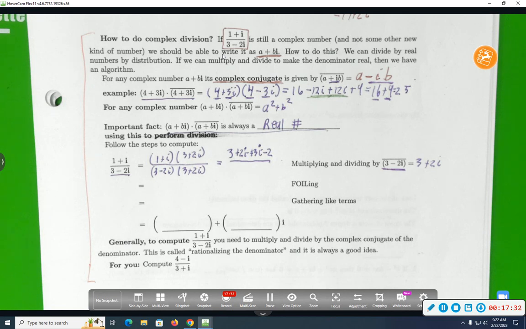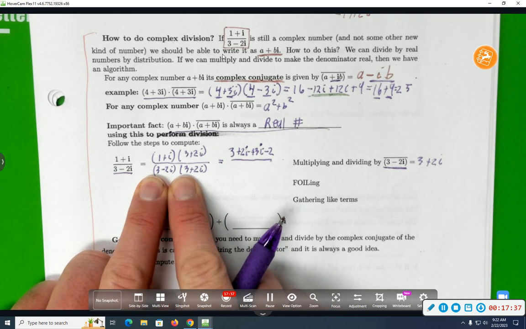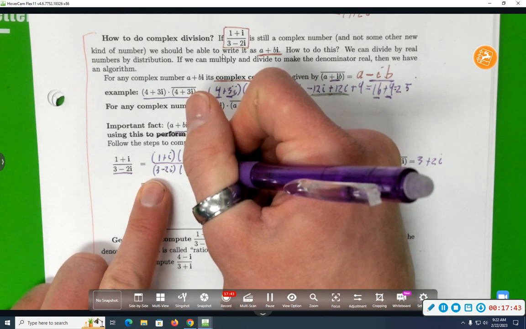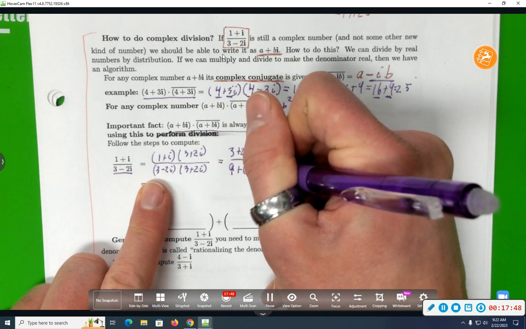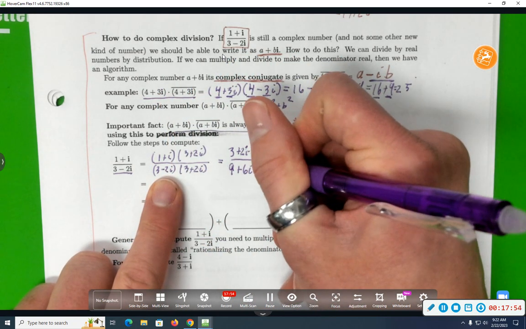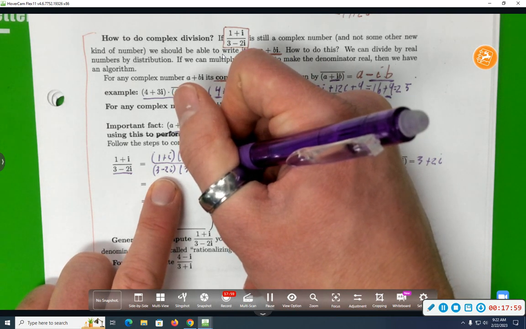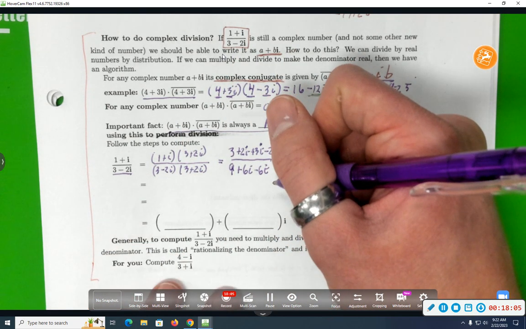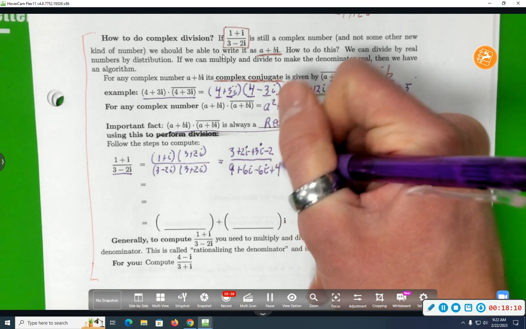Well, let's do it. 3 times 3 is? Three times 2i. -2i times 3. -2i times 2i. Well, -4i squared is what you mean. You said x instead of i. Anyway, cool. Plus 4.